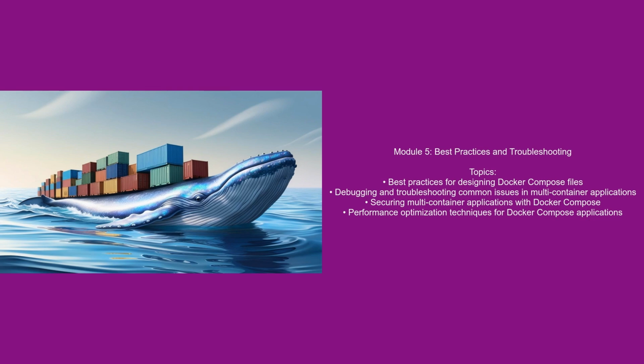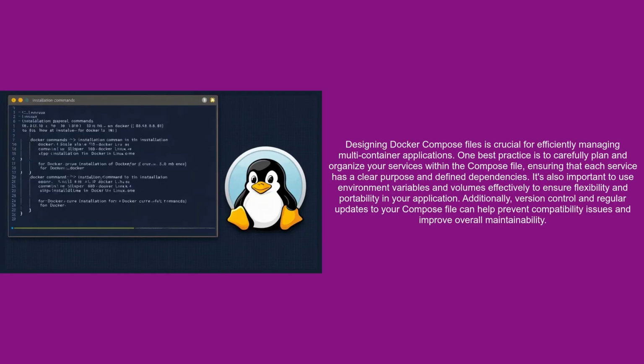Let's dive in. So, when it comes to managing multi-container applications with Docker Compose, designing your Compose files is key. You want to make sure you're planning and organizing your services thoughtfully within the file. This means giving each service a clear purpose and defining its dependencies. Another important aspect is utilizing environment variables and volumes effectively. This will give your application the flexibility and portability it needs to run smoothly. And don't forget about version control and keeping your Compose file up to date. This will help prevent any compatibility issues and make maintaining your application a whole lot easier.